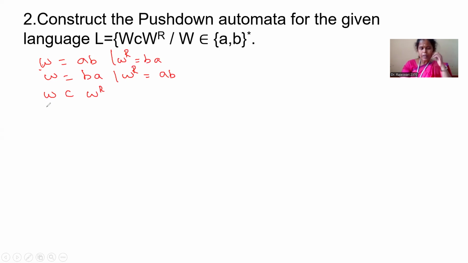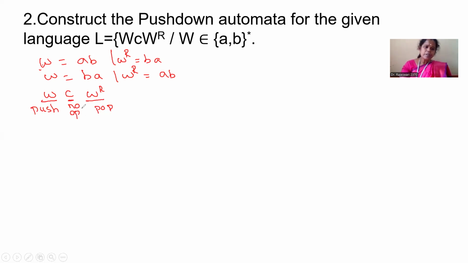So you have to decide whether to perform a push operation or a pop operation, and for which set of symbols it is push and for which it is pop. For the entire W, it must be a push operation, and for the entire W^R, it should be a pop operation. Then what happens when it identifies the separator? C acts as a separator here. Again, let me repeat, it's a separator. In this case, we need not perform any operation, so we'll write no operation.